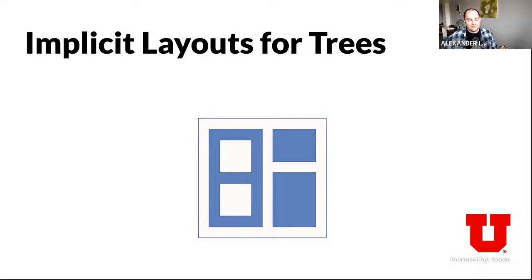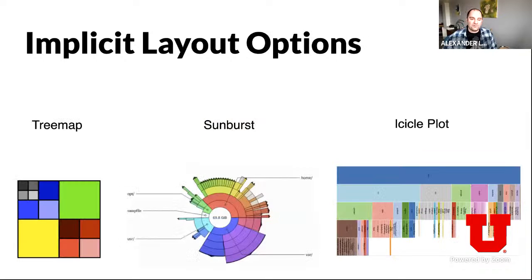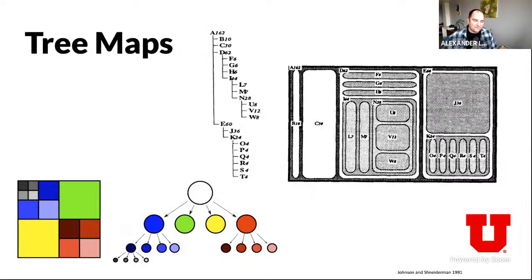Okay, so the most interesting thing about trees, what's special about trees, is our implicit layouts. There are three types of implicit layouts: tree maps, sunburst, and icicle plots. The idea is, as it says, that it encodes the edges implicitly.